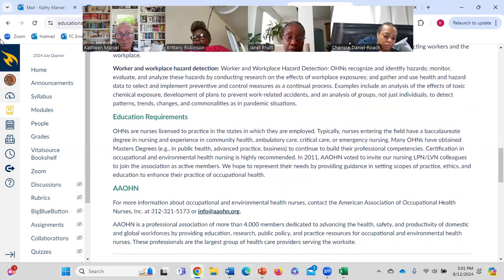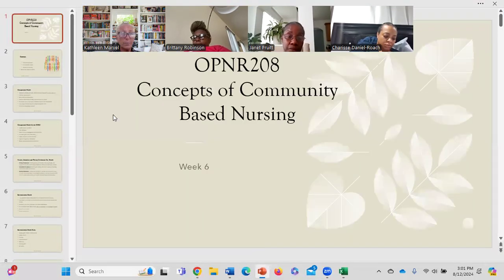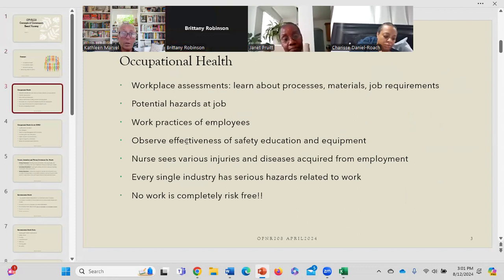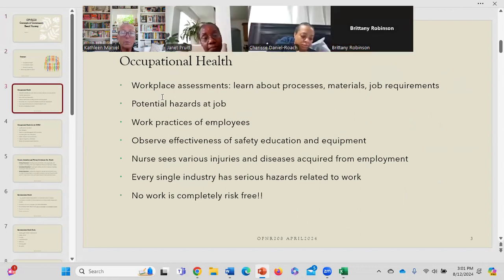So that's just kind of an overview. Let's have a look at what we missed here. So those are our concepts. So occupational health, continuing with that. We talked about the nurse needing to do workplace assessments, right? Learn what the business, the facility is all about. Is it a hospital where we're delivering patient care? Is it a fast food restaurant where cooking, high temperatures, ovens may be an issue?